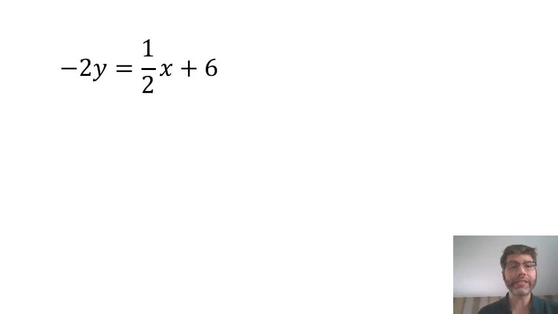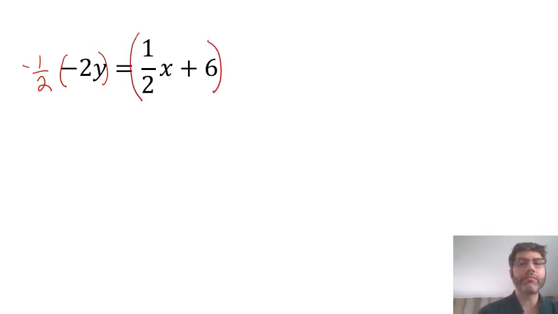Okay, so here is an example where we have an equation that is not in y equals mx plus b form. It almost is, but not quite. So what we're going to do is multiply both sides by -1/2. If we multiply both sides by -1/2, then our y becomes isolated. Now, -1/2 times -2 turns out to be a +1. So 1y is just y, so we've successfully isolated y.